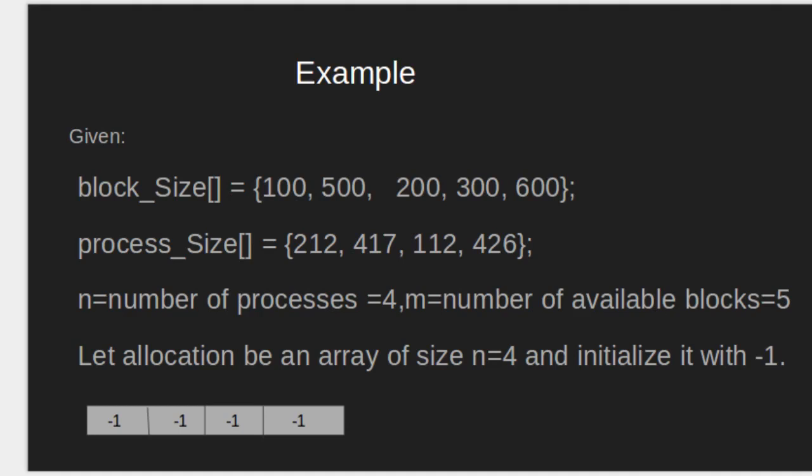For example, given block sizes 100, 500, 200, 300, 600, and process sizes 212, 417, 112, 426. According to the code in the article, we will see how this example proceeds. Let n be the number of processes, which is 4, and m the number of available blocks, which is 5. Let allocation be an array of size n equal to 4 and initialize it with -1.